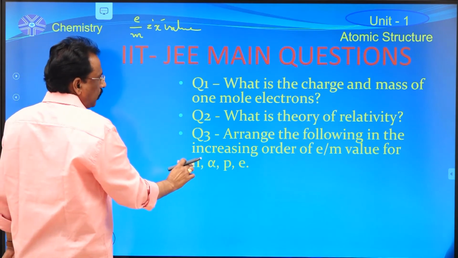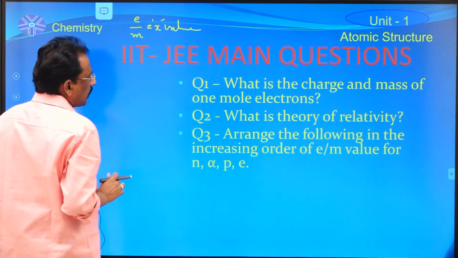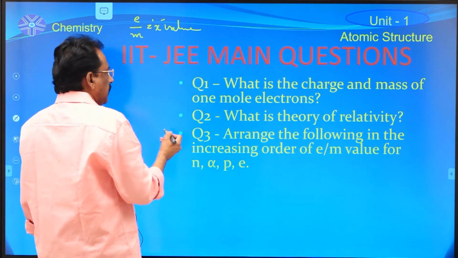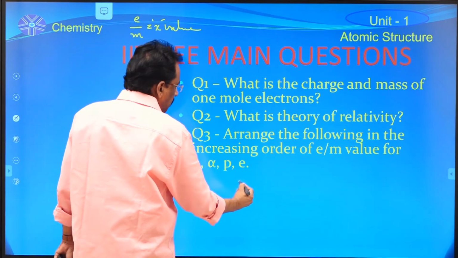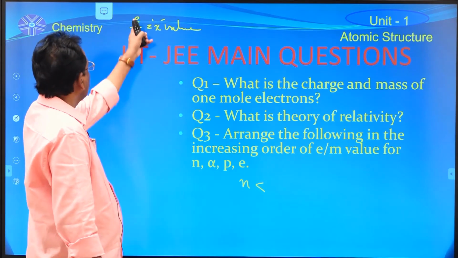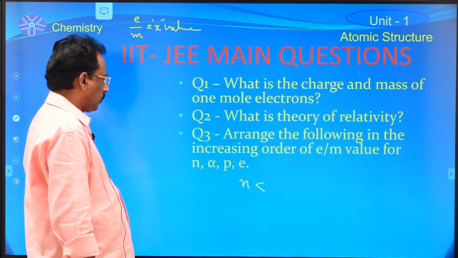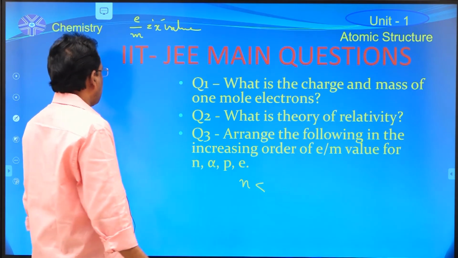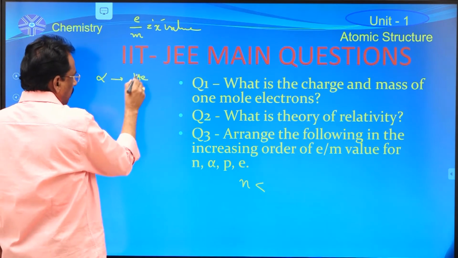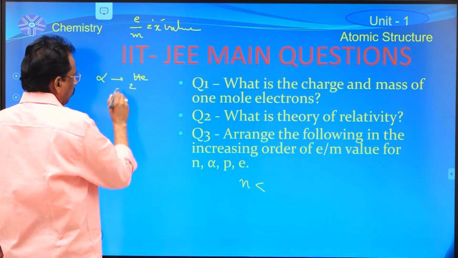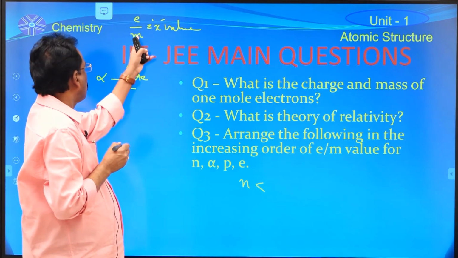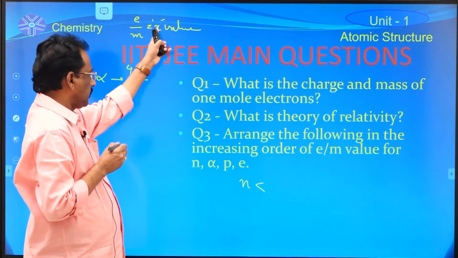So, among these four particles, the neutron is a neutrally charged particle. That is why for the neutron the specific charge is 0. 0 by anything is equal to 0. Among these three particles, the alpha particle is nothing but a helium particle. For helium, atomic number is 2 and mass number is 4. So, mass is more, that is why the e/m value is less.